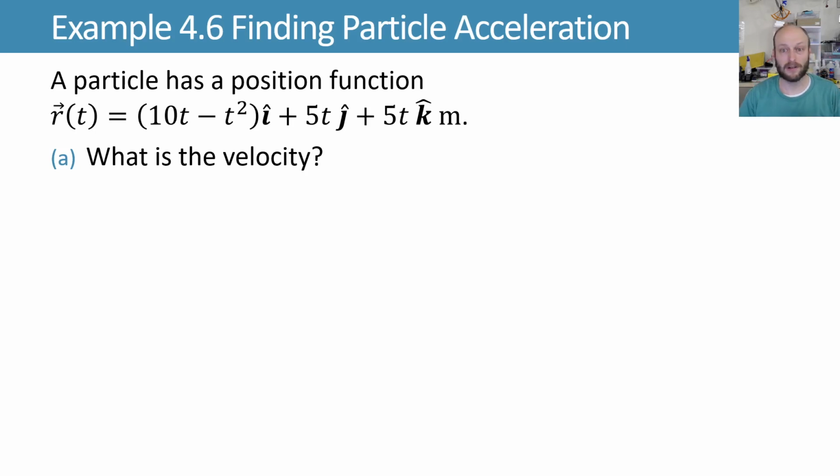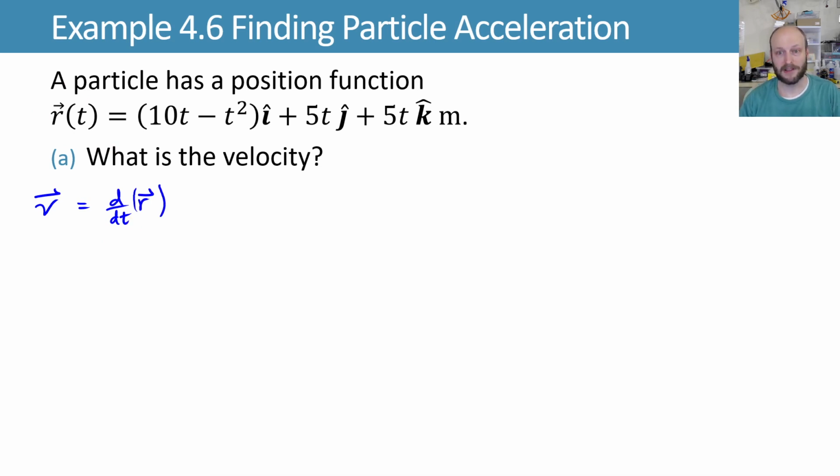Let's consider a particle with a position function given by this here, where we have some time dependence for our i hat motion, or our motion in the x direction, for our j hat motion, and for our k hat motion. And the units of this are meters. So what's the velocity? Well, we have position. We can take the derivative with respect to time to get velocity.